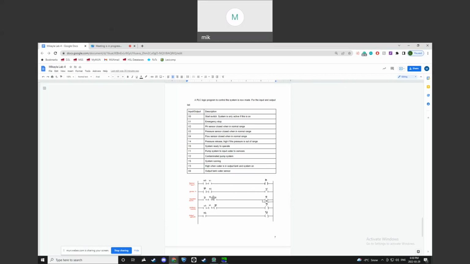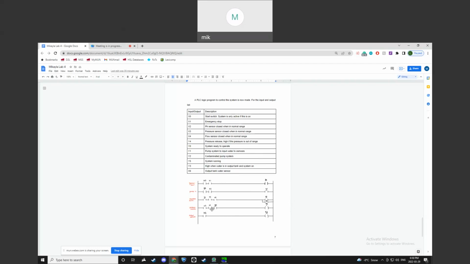And then if the pump's running and we have good pressure, good pH, and good flow, we go to this third rung here with the outputs. One, that the system is running and the osmosis machine is working. And we would also have the contaminated pump system active here as well. If the system is running at all, we would also need the contamination pump or valve running to let that out of the membrane and help drain the system.